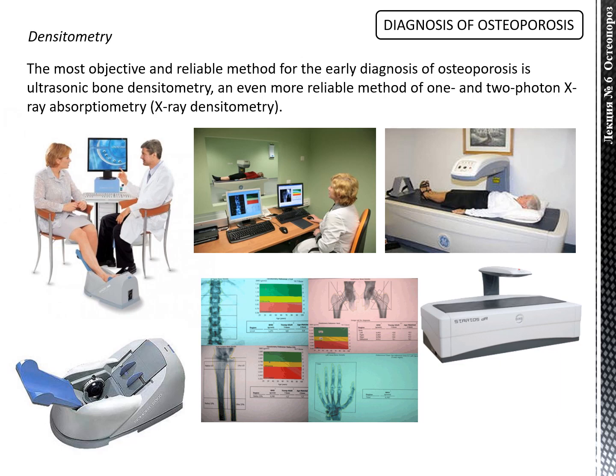And an even more reliable method is one- and two-photon X-ray absorptiometry, sometimes simply called by the simpler word X-ray densitometry. This technique has, of course, its side effects. It is ionizing X-ray radiation, but at the same time it is a much more accurate technique that allows us to more accurately diagnose disturbances of bone mineral density.